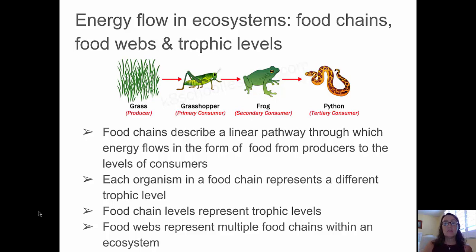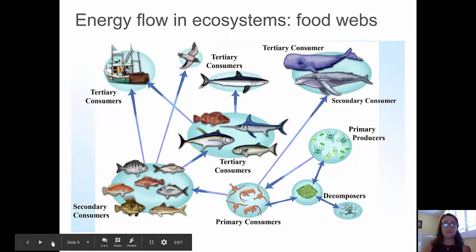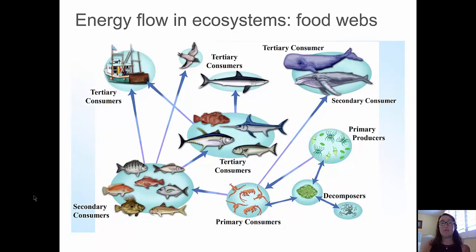And each organism in the food chain represents a different trophic level. Food webs are simply multiple food chains that all live together within an ecosystem. So when we get to the ecosystem level and we're talking about a food web, we can think about the way energy flows through that food web.